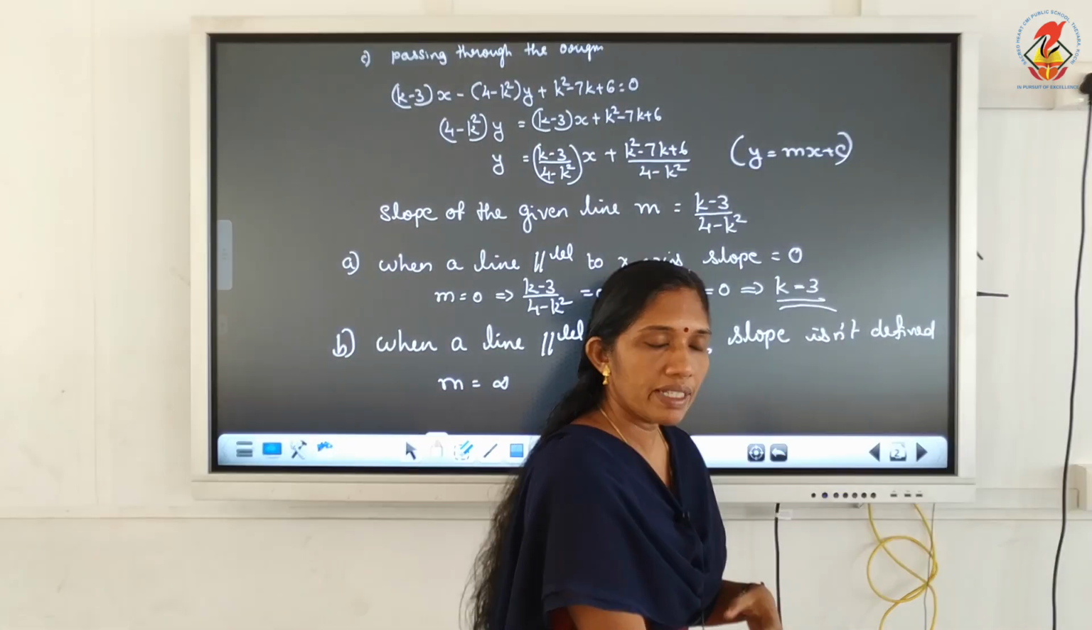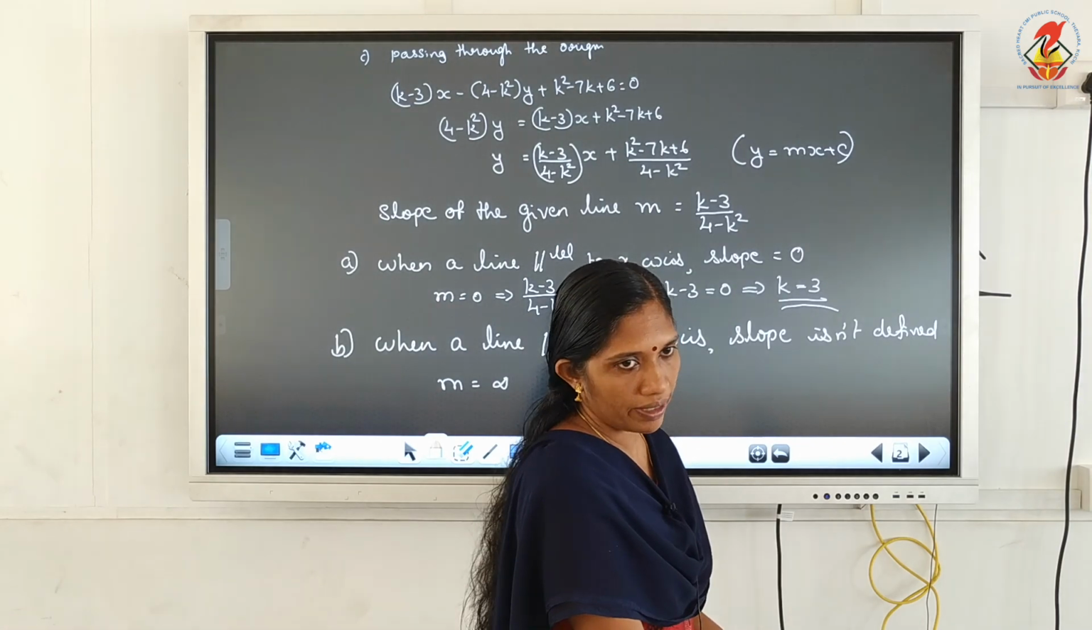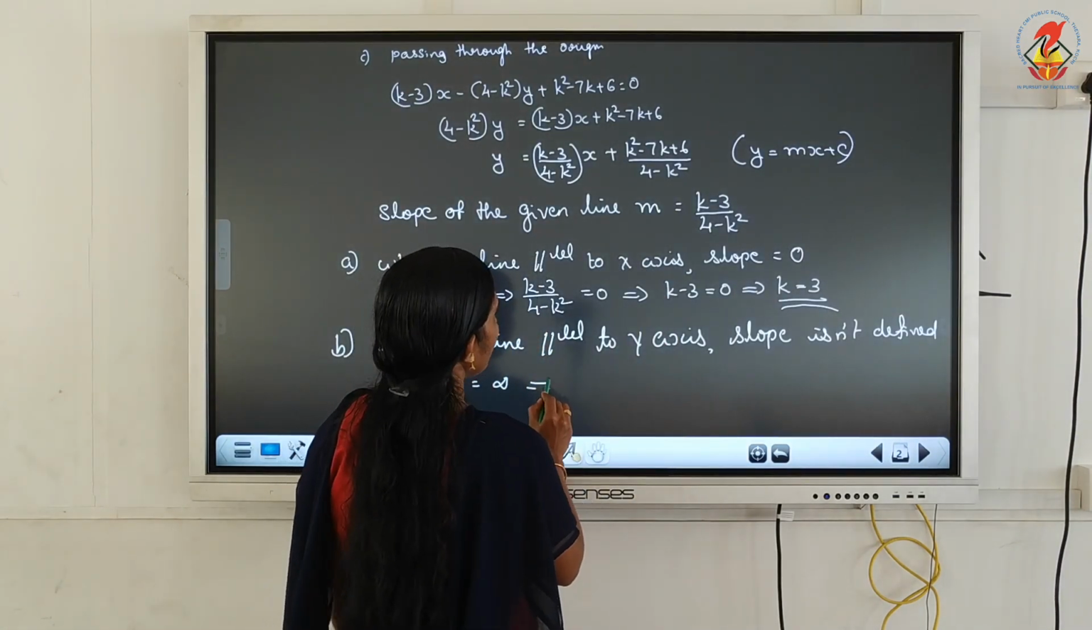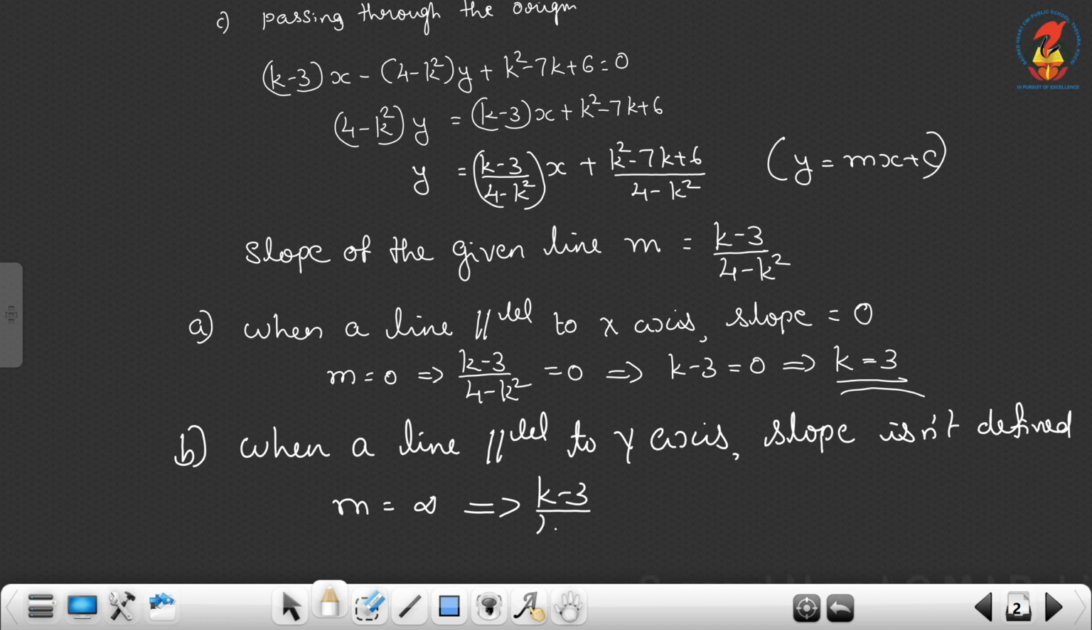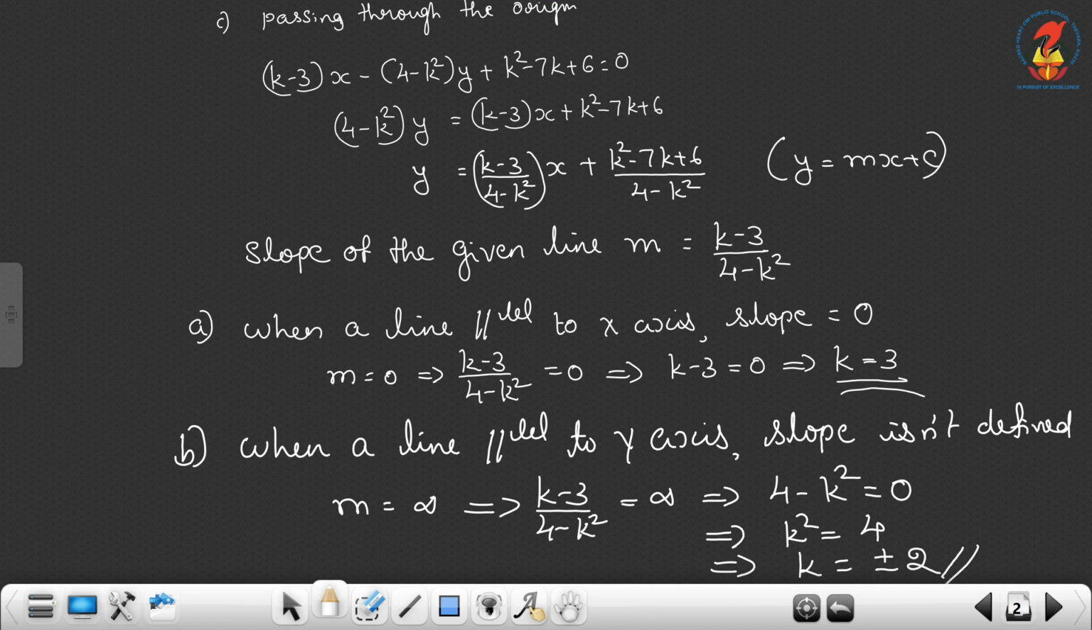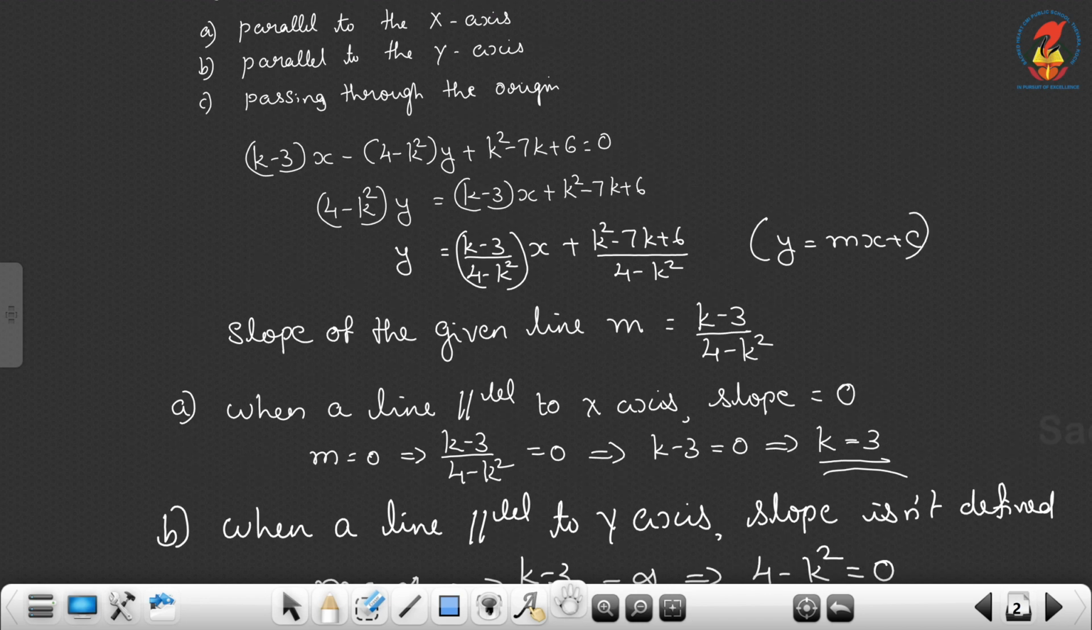If the denominator is 0, then only we say that it is not defined. So, that implies (k minus 3) by (4 minus k square) is not defined, implies 4 minus k square must be equal to 0. Then only this becomes not defined. Which implies k square is equal to 4. So what are the values of k? K can be plus 2 or minus 2.